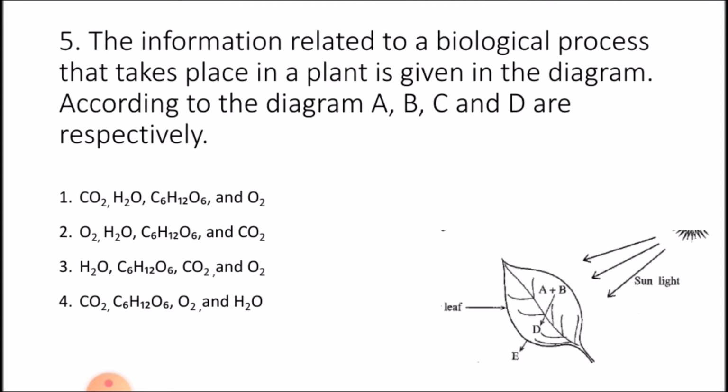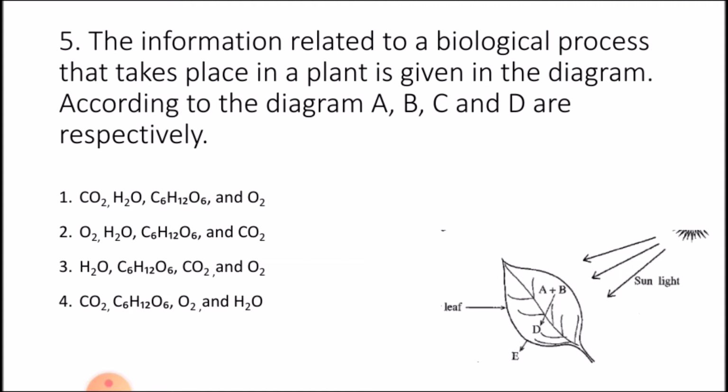Question number 5. The information related to a biological process that takes place in a plant is given in the diagram. According to the diagram, A, B, C and D are respectively.